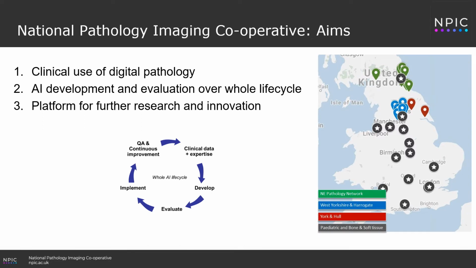So we established the National Pathology Imaging Co-operative, and it has three simple aims: to drive the clinical use of digital pathology, to participate in artificial intelligence development and evaluation over the whole life cycle from early data gathering through to implementation and quality assurance, and also to provide a platform for further research and innovation in pathology.